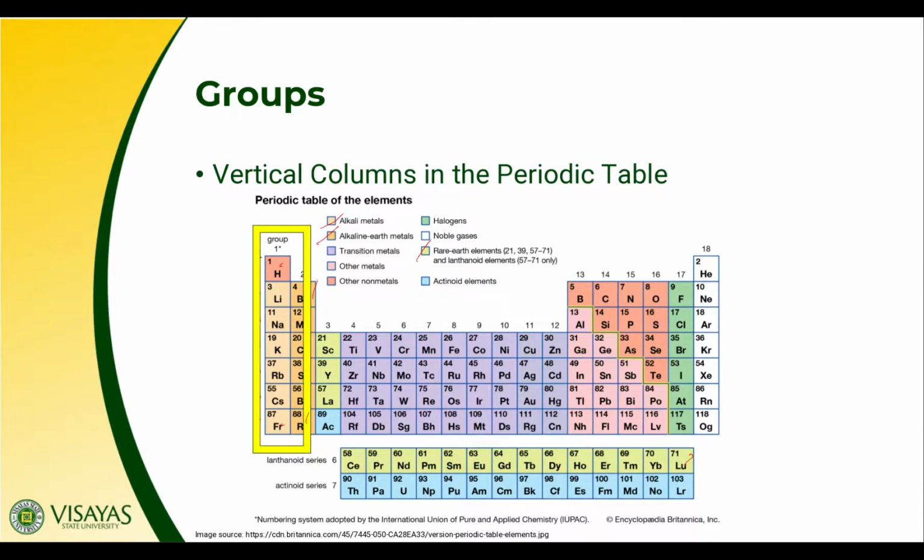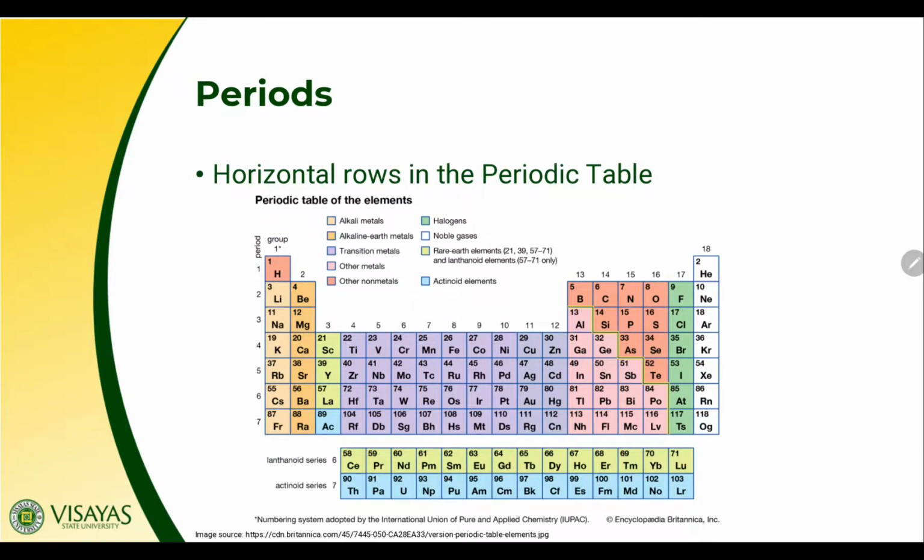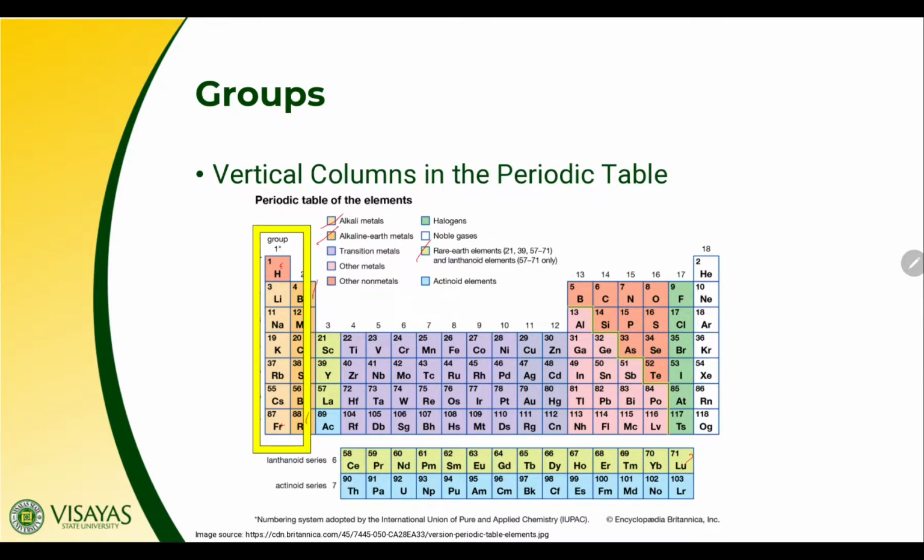For example, we have our first group from hydrogen to francium. We have our second group from beryllium to radium, and so on and so forth. So we have until the 18th group. As you can see in the legend, these groups actually have names.